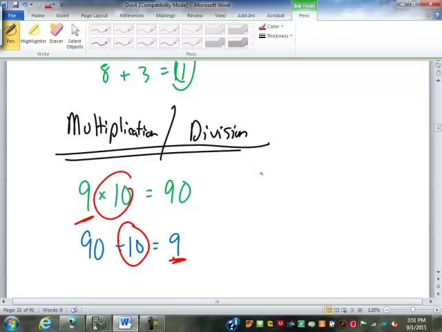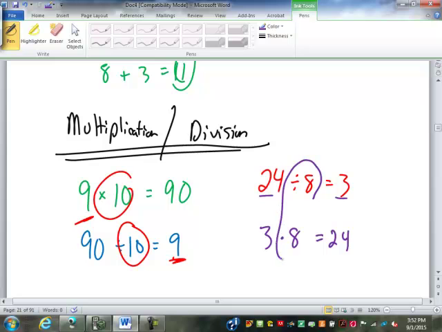And the other is true as well. If I had 24 and I divide by 8, it gives me 3. If I want to get from that 3 back to the 24, it's 3 times 8 takes me back to the 24. Dividing by 8 and multiplying by 8 reverse each other. They're inverses. They cancel each other out.